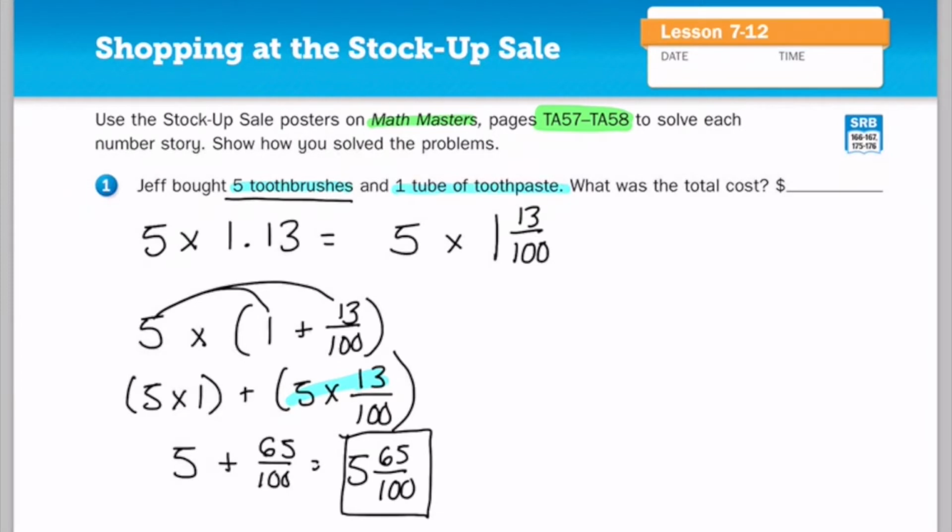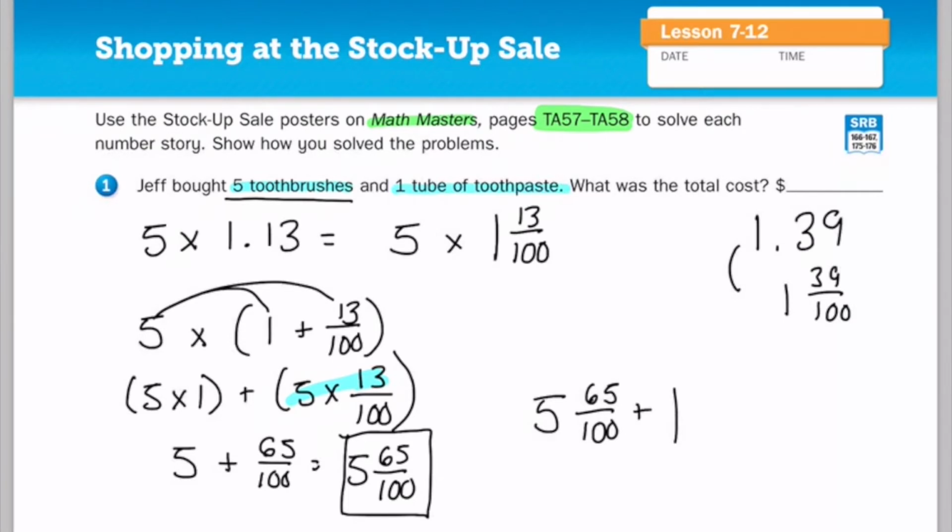So now we want to know how much is those 5 toothbrushes plus a tube of toothpaste. Remember, a tube of toothpaste was $1.39, right? This is how much the toothpaste cost. So we can also write that as 1 39/100. So I'm going to take 5 and 65/100 plus 1 39/100, and I'm going to add those together. If I add 5 plus 1, I get 6.